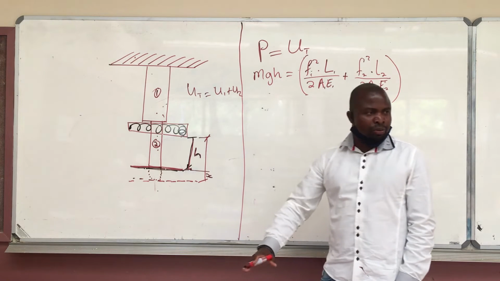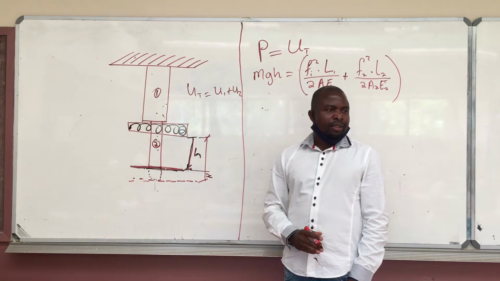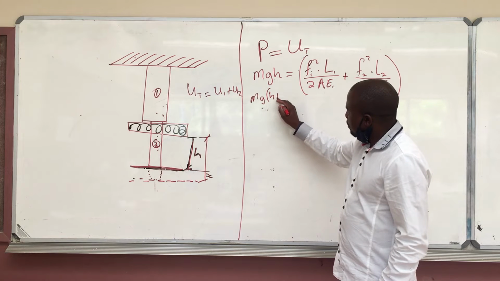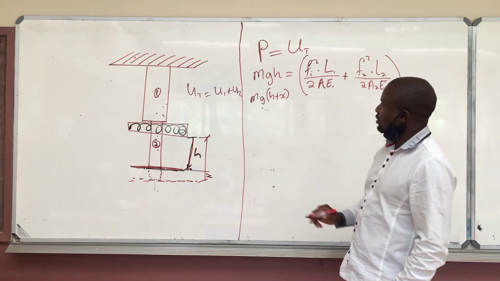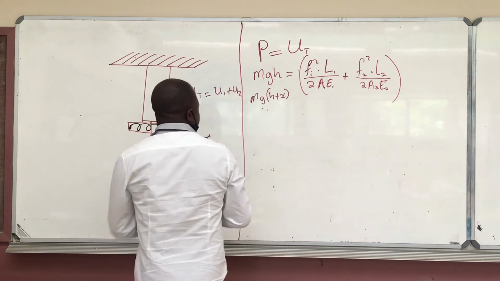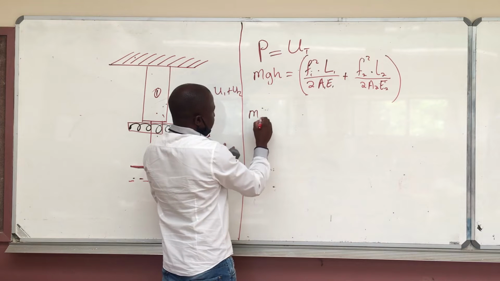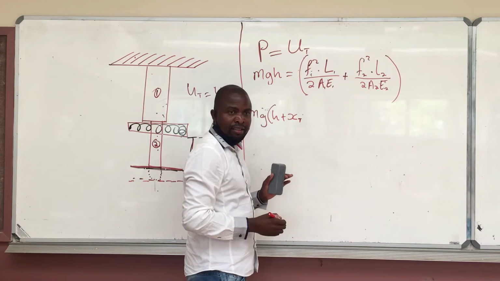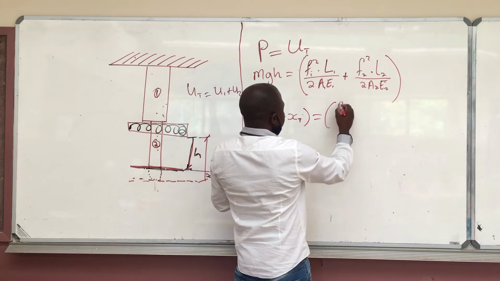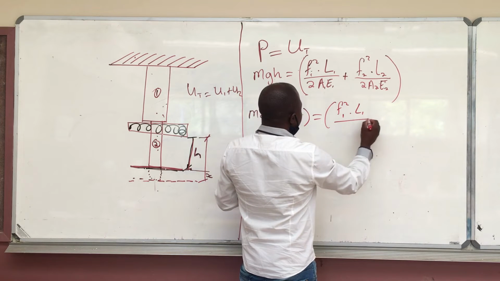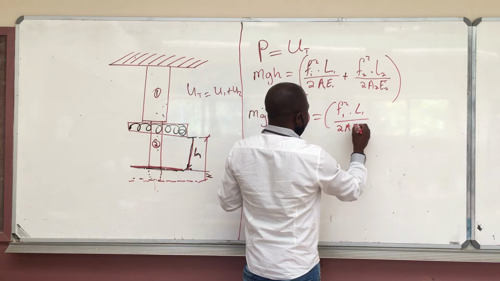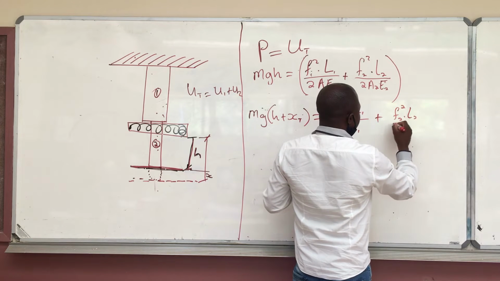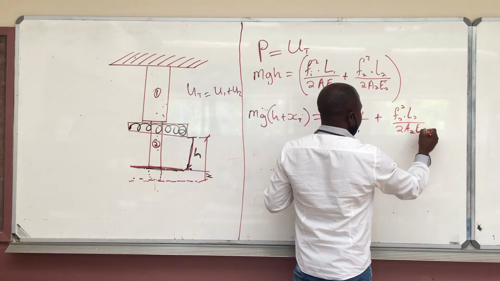Meaning on this one, you cannot just use only h. You need to use the total height traveled by the weight, which will be mg into h plus x. Let me write it this side: mg into h plus x, where x is the total x, is equal to F1 squared L1 over 2A1E1 plus F2 squared L2 over 2A2E2.